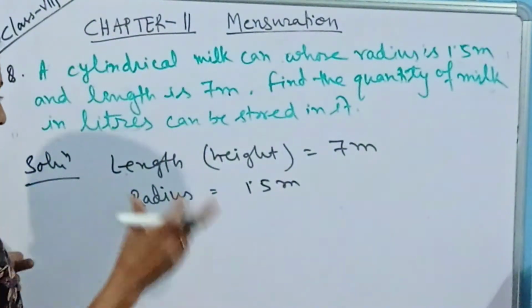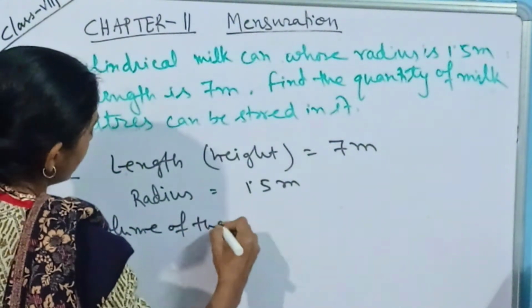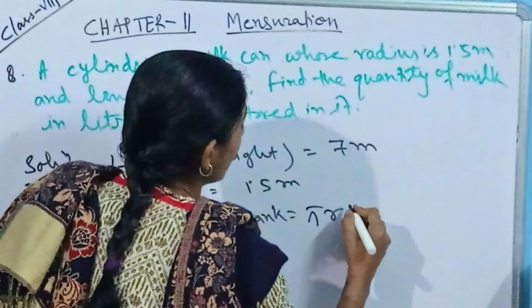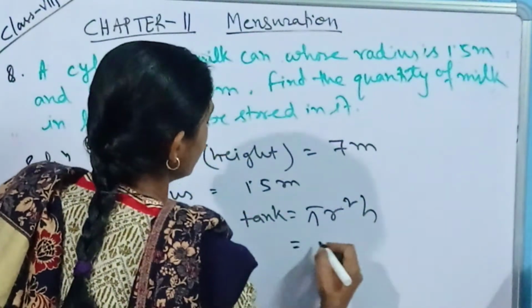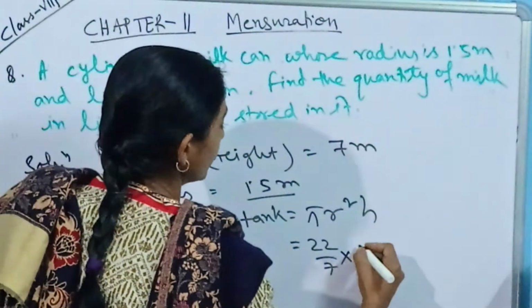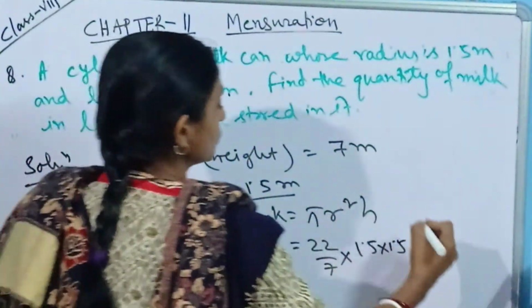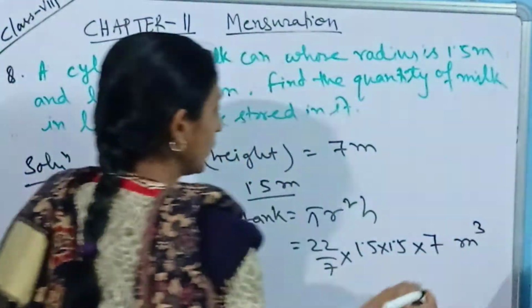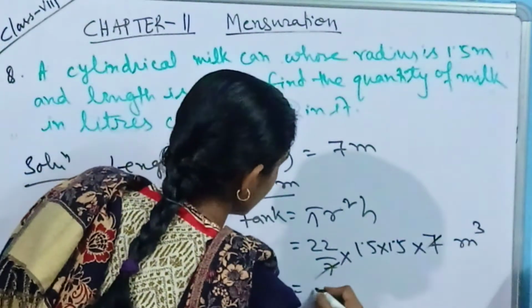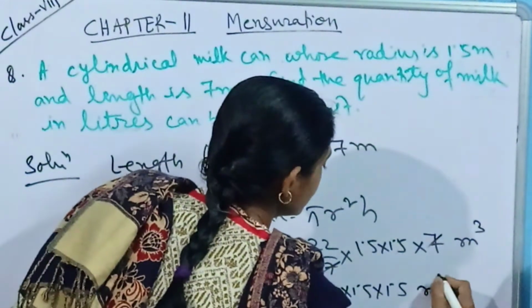Now we can write the volume. What is the volume? The volume of the cylindrical tank is equal to pi r square h. This is the base and this is the height. So it is 22 by 7 into 1.5 into 1.5, because it is r square, and the height is 7, that much meter cube. Let's cancel this one. So we are getting 22 into 1.5 into 1.5 meter cube.